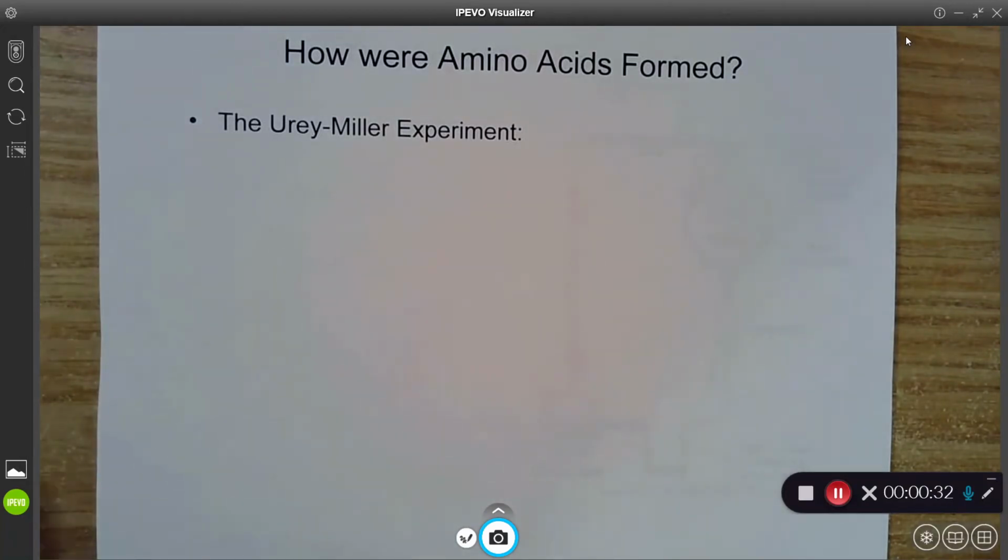So this is a question that was asked by two scientists by the name of Urey and Miller. And the question they're asking is, is it a coincidence that amino acids are what they are? Is there a way to form them in a particular way using very basic building blocks that may have been around in the universe after, for example, the Big Bang theory, the Big Bang?